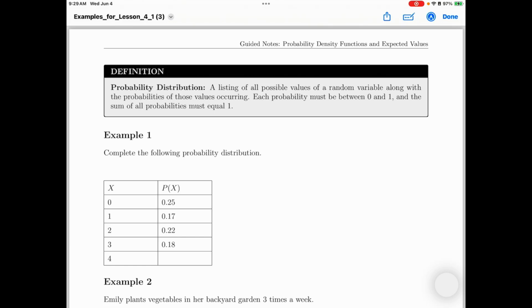In this lesson, we're going to talk about probability distributions and expected value. We've talked about probability distributions in a previous lesson, but we're going to talk about it in more depth in this lesson.